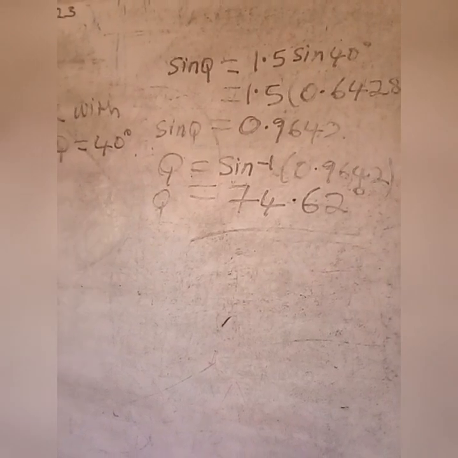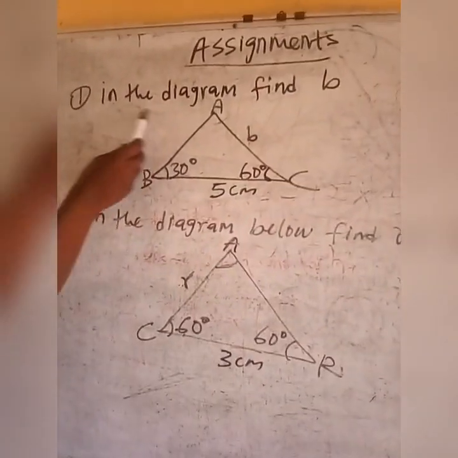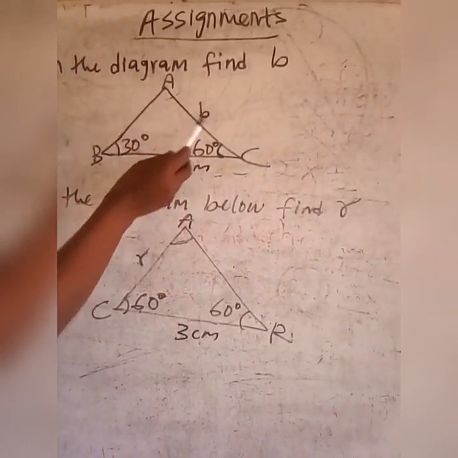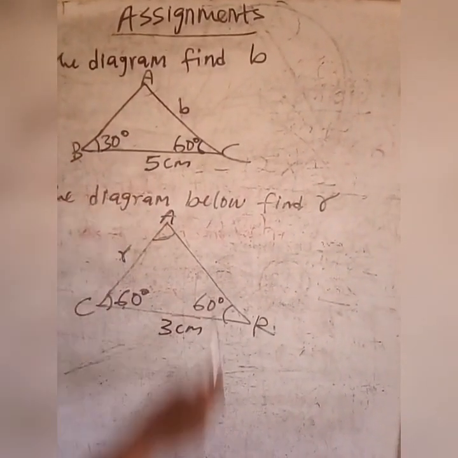So that's the answer. Now look at the assignment. I have two assignments for you. In the diagram, find B. We are looking for this B. In the second question, we are looking for R.